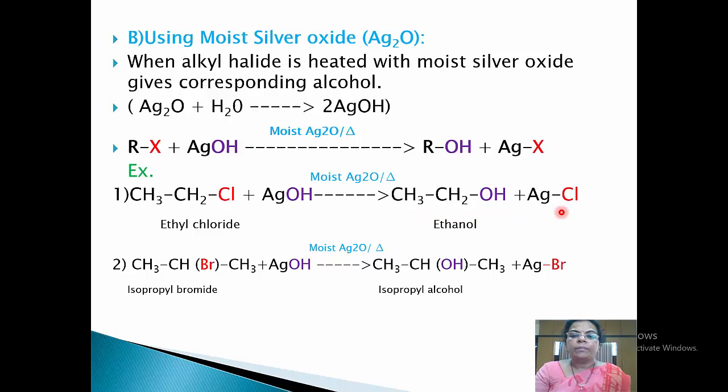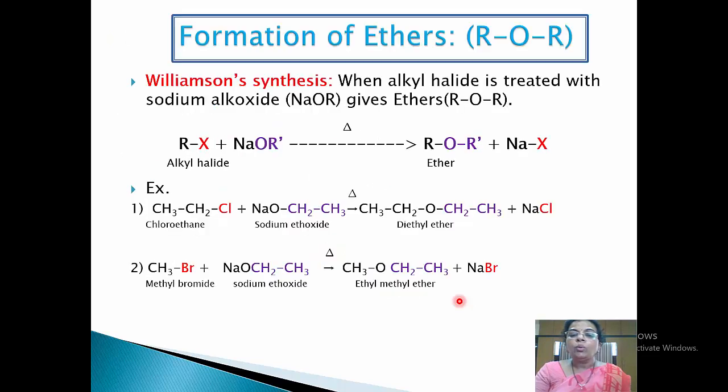plus AgCl. Then second example, when isopropyl bromide, also known as 2-bromopropane or secondary propyl bromide, is heated with moist silver oxide, it gives isopropyl alcohol. The reaction is CH3CHBrCH3 plus AgOH gives CH3CHOHCH3 plus AgBr. Now this isopropyl alcohol is also known as secondary propyl alcohol or propan-2-ol.